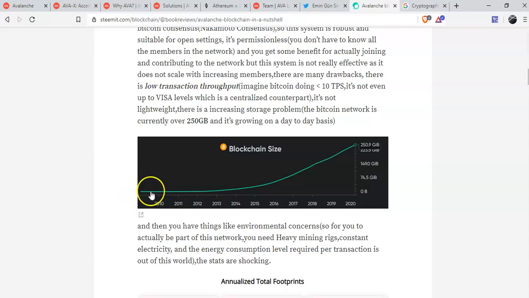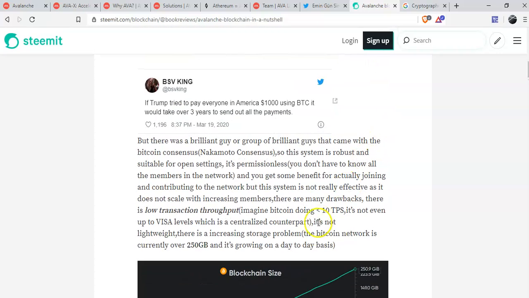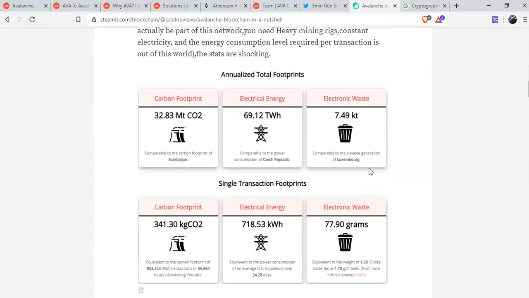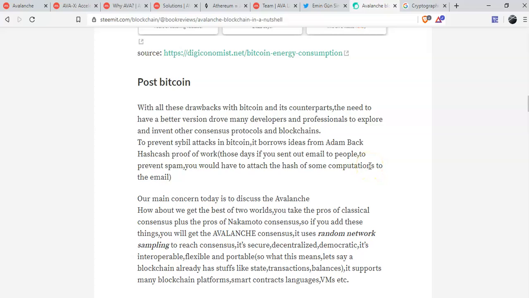The other thing has to do with the issue of the growing network size. In the article I wrote 2 months ago, you can see the chart from 2008. It's increasing on a daily basis. And not only is it increasing, there's a problem that the Bitcoin network cannot do more than 10 transactions per second. I also included a tweet there where somebody said that if Trump tried to pay everyone in America $1,000 using Bitcoin, it would take 30 years to send out the payment. Who does that? Right? So it's not really sustainable.